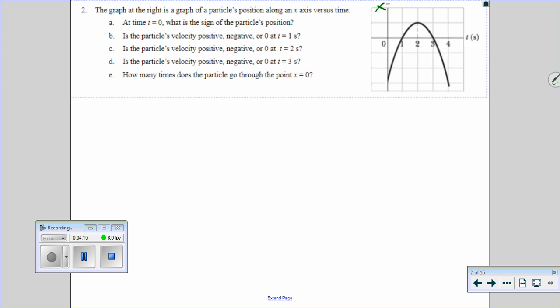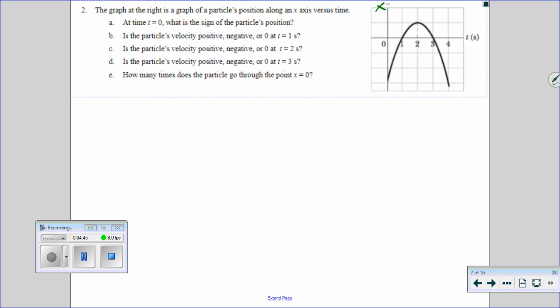Kate, what you got for C? It says, is the particle's velocity positive, negative, or 0 at 2 seconds? Good. How do you know it's 0? It's a local maximum, right? So that means the derivative at that point is 0, and therefore the velocity at that point is 0, right? The slope at that point is 0, right? Okay, Brendan, what you got for D, is the particle's velocity positive or negative after 3 seconds? Negative because it sloped downhill.